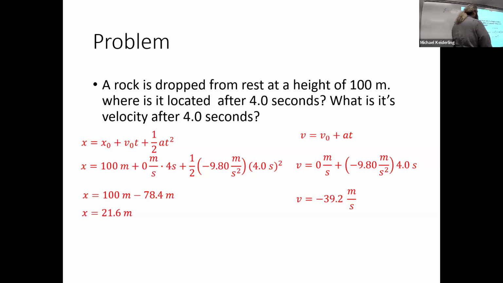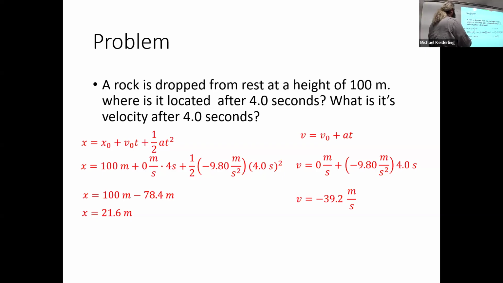So for this problem, it's dropped from rest at a height of 100 meters. So x naught is 100 meters, v naught is 0 meters per second. Acceleration is negative 9.80 meters per second squared. And time is 4 seconds.